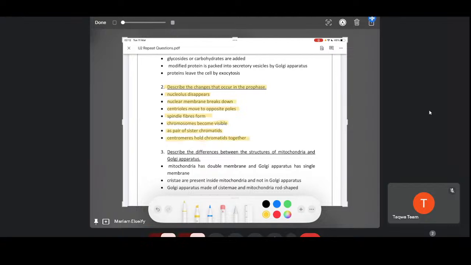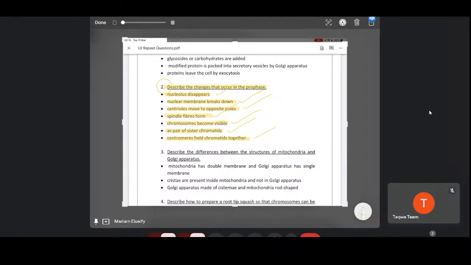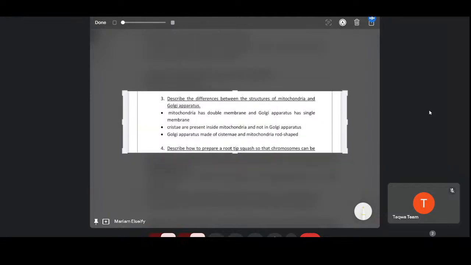Again, because it's important, let's repeat. Describe the changes that occur in the prophase. The nucleolus disappears, the nuclear membrane breaks down, the centrioles move to opposite poles, the spindle fibers form, chromosomes become visible as pairs of sister chromatids, and centromeres hold the chromatids together. Okay, that's great. I told you the Golgi apparatus and RER come up in lots of questions.